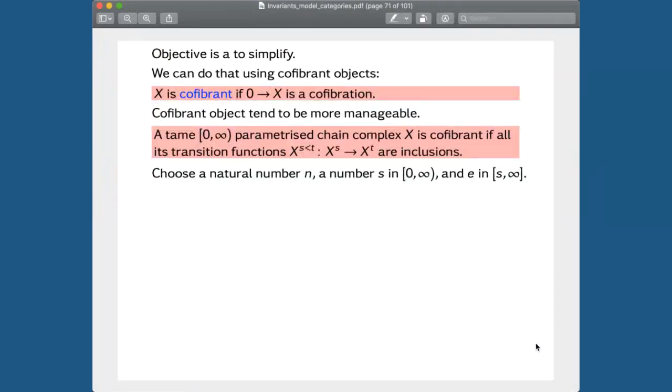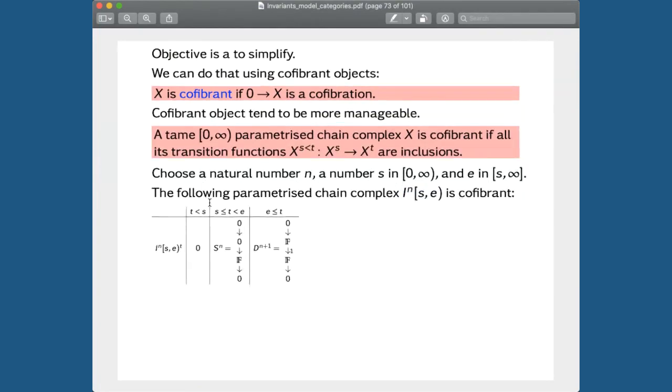Okay, then the following parameterized chain complex, I use that symbol, is cofibrant. So on top here, I tell you the time, the parameters. This is for parameters t strictly less than s. The second table is for parameters bigger or equal than s, but strictly less than e. S stands for start, e stands for end. And the last is for parameters bigger or equal than the end.